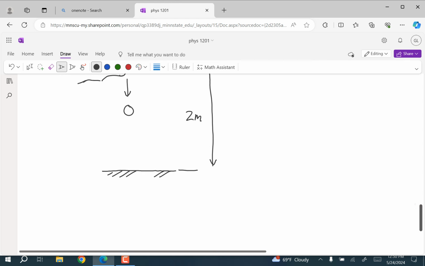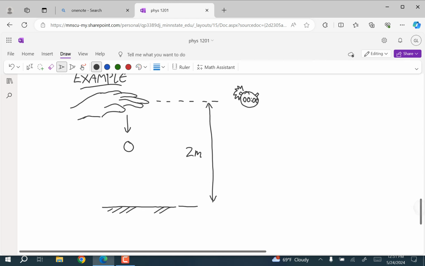Okay? And then say that we're told that it takes 0.64 seconds for this object to hit the ground. Okay, so when the object hits the ground, this stopwatch says 0.64 seconds. We don't have to press this button. We just have to observe what the time is when it hits the ground. And so that tells us the times here.